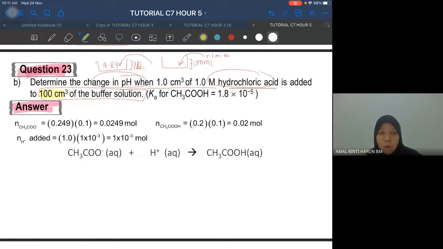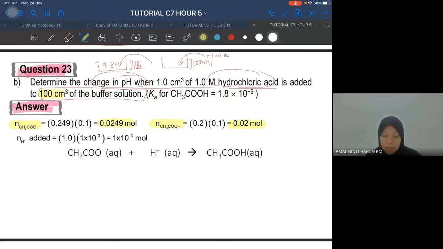Now, how many mole of salt and how many mole of weak acid are present in this 100 centimeter cubed of this buffer? So we need to find the number of mole of ethanoate, the salt, and the weak acid. So finally, we get the number of mole of salt is 0.0249 and 0.02. So don't be confused, this is the number of mole of the salt and the weak acid present in 100 ml buffer.